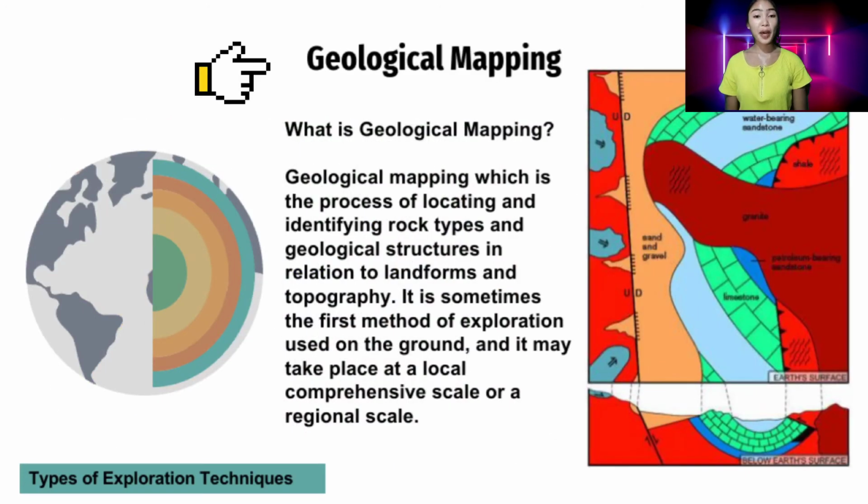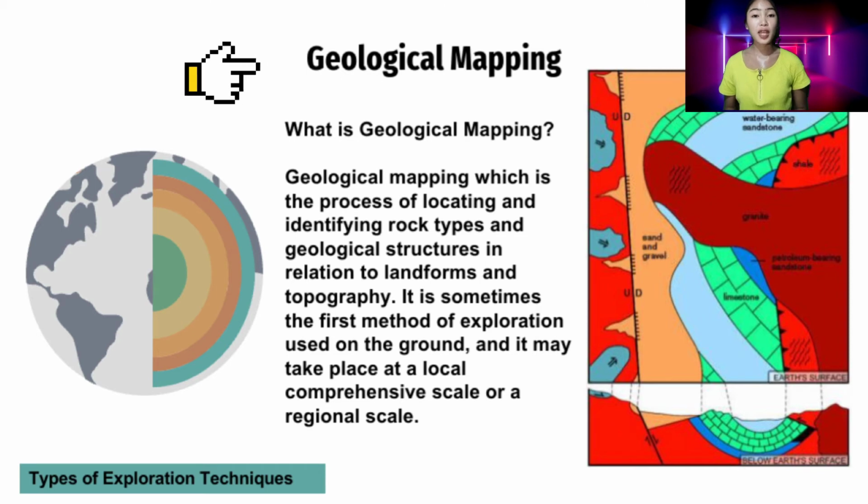So, to continue about the exploration techniques, we have geological mapping, which is the process of locating and identifying rock types and geological structures in relation to landforms and topography. It is sometimes the first method of exploration used on the ground, and it may take place at a local comprehensive scale or a regional scale. A geologist will frequently visit the region of interest to look at rock outcrops and observe the location, orientation, and features of the rock or sediment visible at the surface.